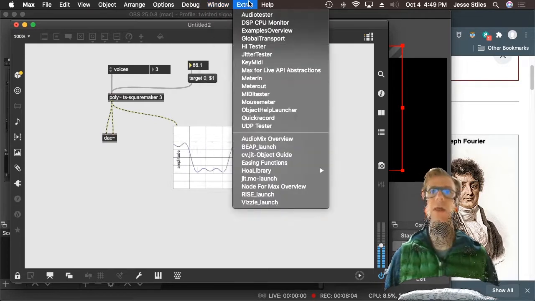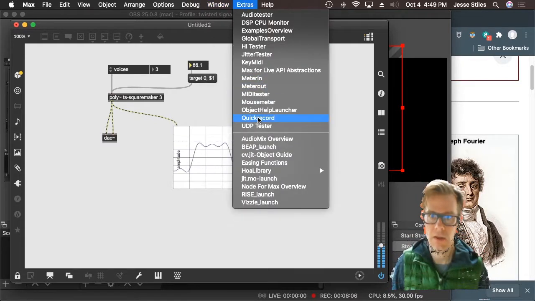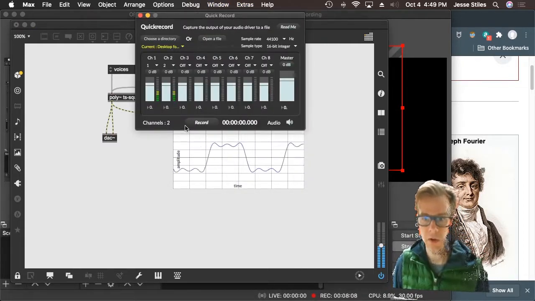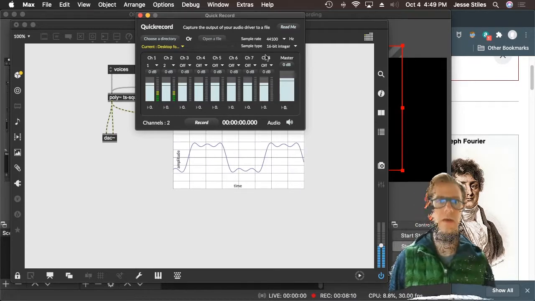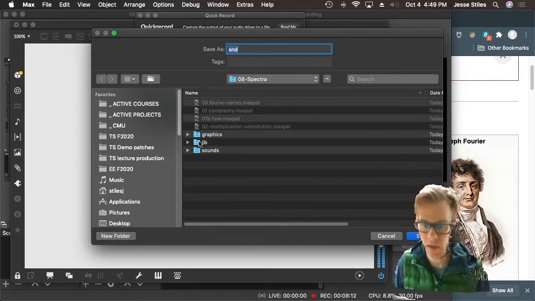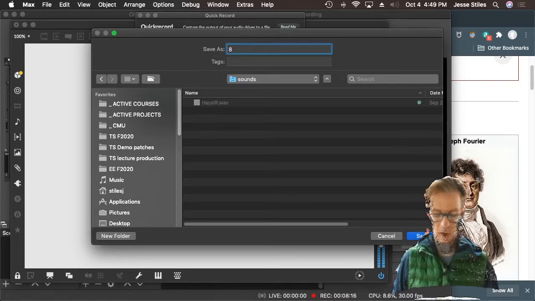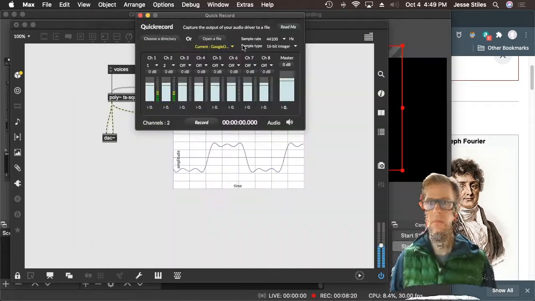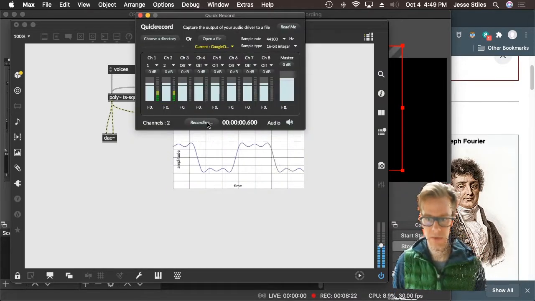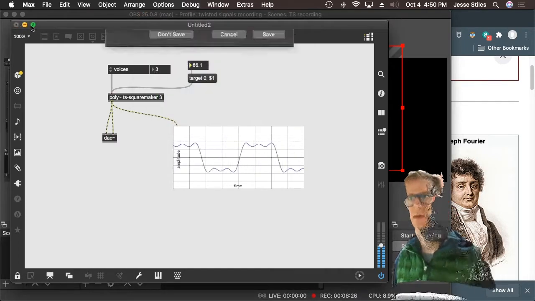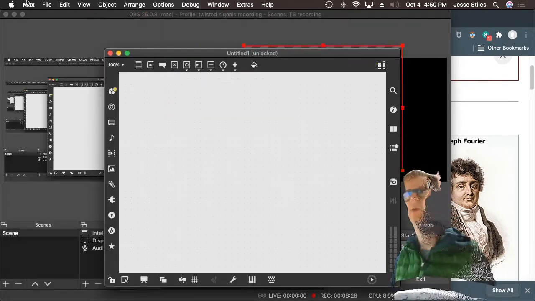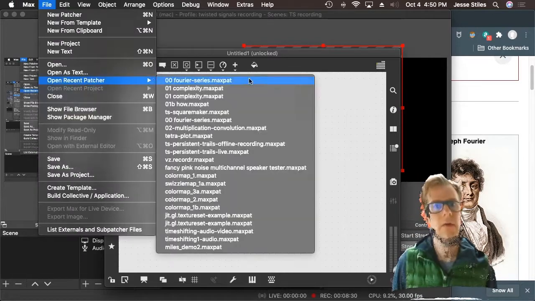So to make a quick recording, I'm just going to go to Extras, Quick Record. I'm going to specify the file name and the place where I want to record it. So let's just put it here, and I'll call it 86.1. And let's just record a couple seconds. Okay, great. Thanks, Max. Close that, don't save it, and we can go back to our lecture.